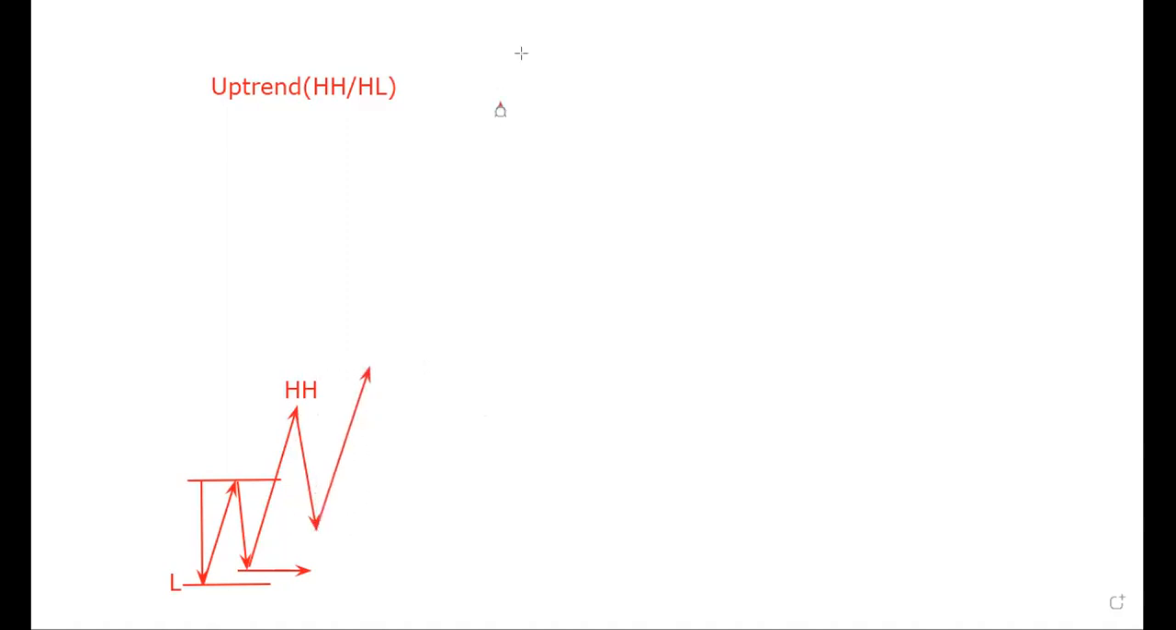So what does this mean? This point is what we call the higher low. Why do we call it the higher low? Because we see that it is higher than the previous low. It is a low, but we can see that this low is higher than the previous low. And that is why we call it the higher low.